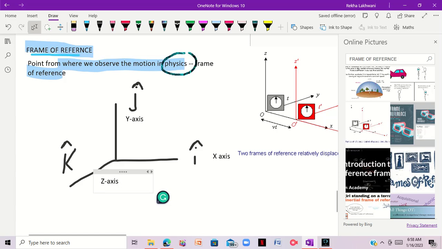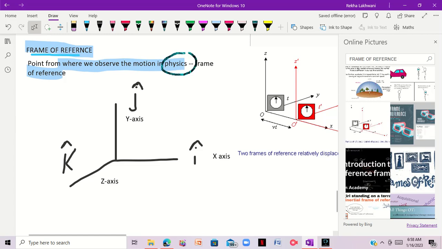The point from where we observe motion is known as frame of reference. So actually these three vectors, i cap, j cap and k cap, and time are known as frame of reference. When we consider i cap, j cap, k cap plus the time reference, that is known as frame of reference.